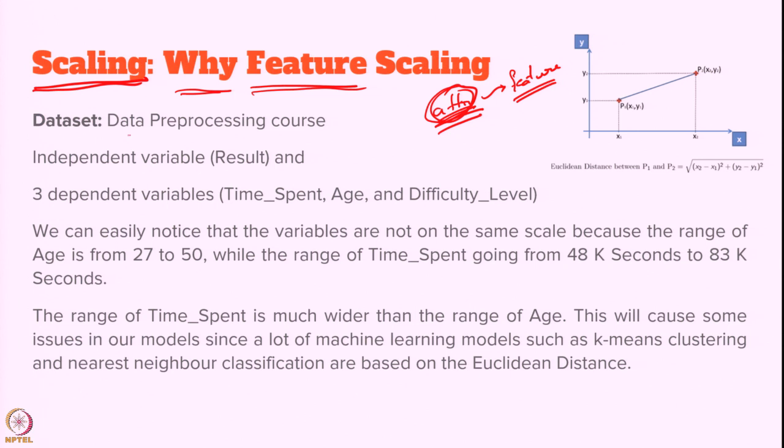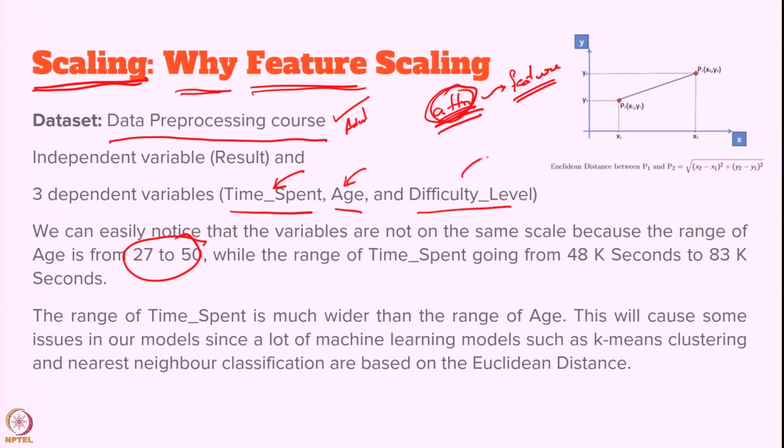Let us take this example, a data pre-processing course. We have a data pre-processing course which is given for adults, let us say. Then the age group will be 27 to 50. And then we have time spent, how much time they spend to learn this course, and what is the difficulty level of the course.